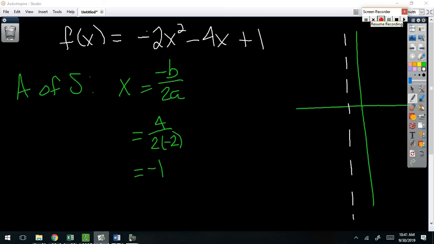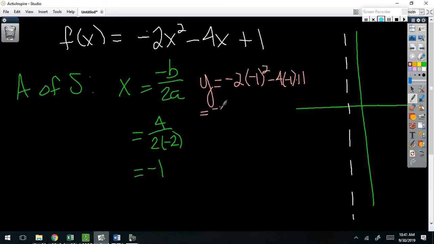Plug it in. Good job, Adea. All right, so I have -2 times -1 squared minus 4 times -1 plus 1. Be very careful with your order of operations because exponents come before multiplication, so I need to square that -1 before I multiply it by -2. So this would still be -2, this would be plus 4, and this would be plus 1. 3.